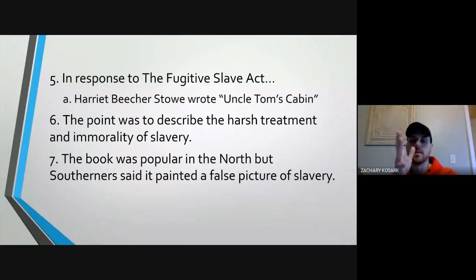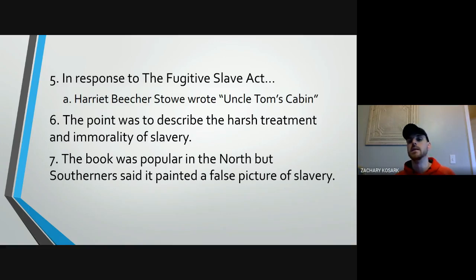The Fugitive Slave Act leads to a person called Harriet Beecher Stowe writing a book called Uncle Tom's Cabin. The point of the book was to describe how terrible it was to be a slave. A lot of people in the North, I don't think, understood what it was like to be a slave. They might have disagreed with slavery, but I don't think the vast majority of people understood how terrible it really was. The book became really popular in the North because it was very descriptive of what it was like to be in slavery.